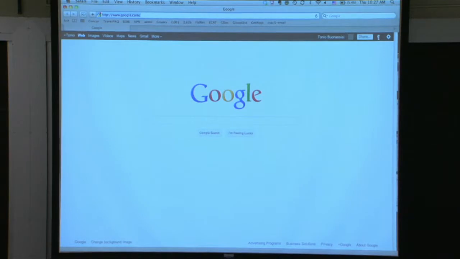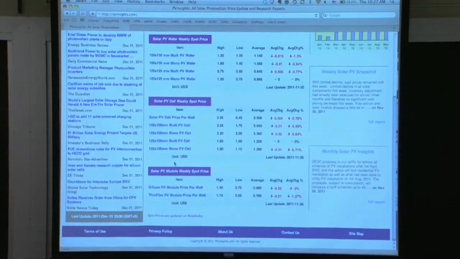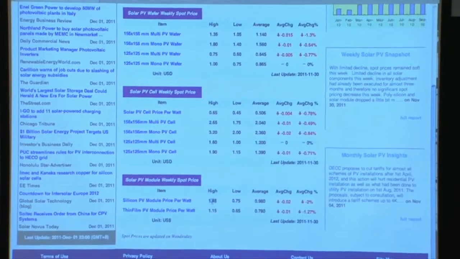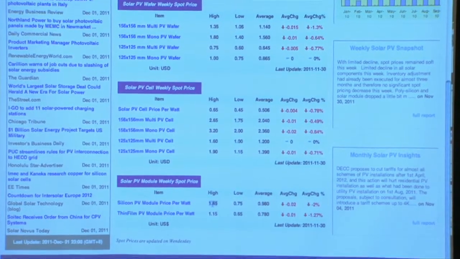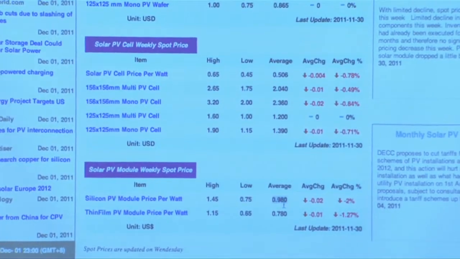We'll go to PV Insights, and we're going to add the latest data point here. So solar wafer, this is silicon, this is wafer, this is cell, and this is module. All right, so this is our low, this is our high. These are all prices in dollars per watt peak. Our low and our high and our average, for, I guess, last update was yesterday.